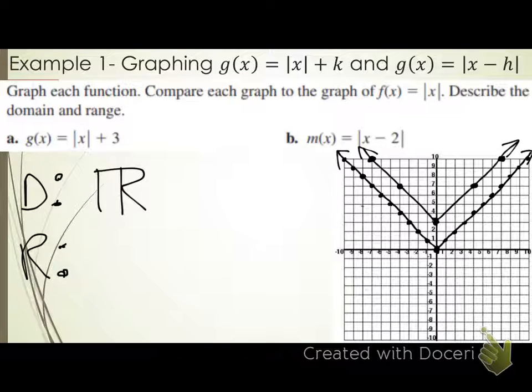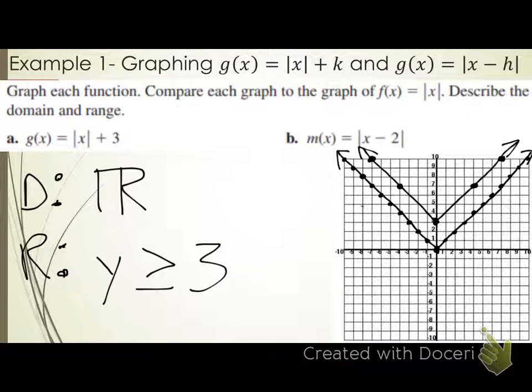What would my range be? Which variable? Y. We want to use y because my range is talking about my y values. So y is greater than or equal to 3, because it's not going to go lower than 3, is it? Nope. But it's going to go on to positive infinity. So that's all the numbers that are greater than or equal to 3.